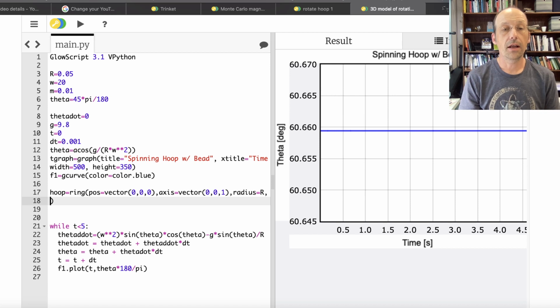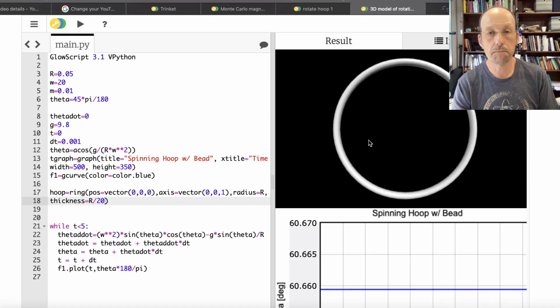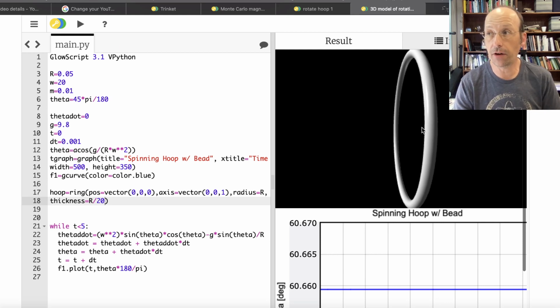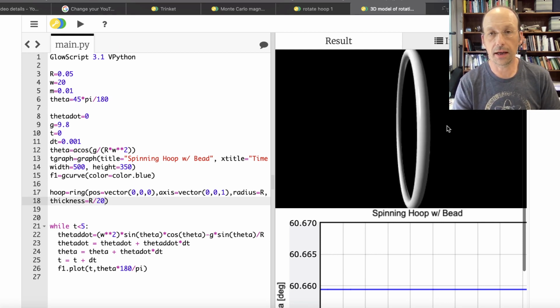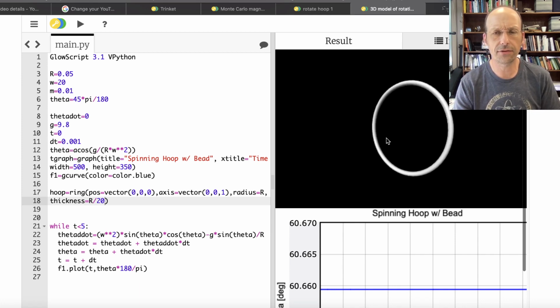Now the thickness. Let's just put that down here. The thickness, I have to pick. Let's say it's r over 20. Let's just try that. Okay, let's run this and see what it looks like. See, now in Python, it's a 3D environment there. I can rotate around, and I can zoom in and out. And you could change the lighting and the texture and all that stuff, but I don't really need to.